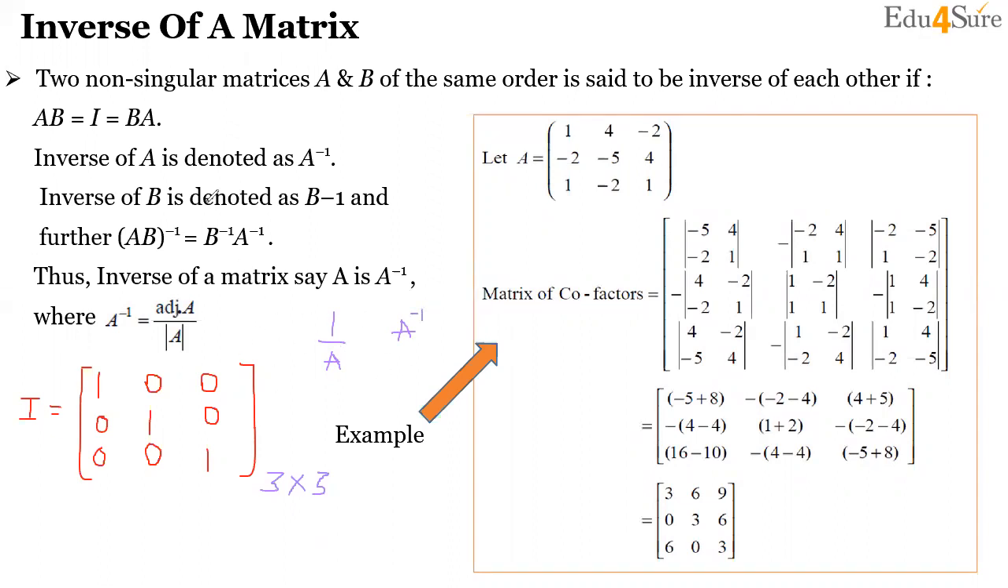Similarly, the inverse of B is also denoted by B to the power minus 1. And further, the inverse of the multiplication of A and B matrices will be represented by B inverse and A inverse. So you can represent it in this way also. But before that, how are you going to find the inverse of a matrix? So let's see that.